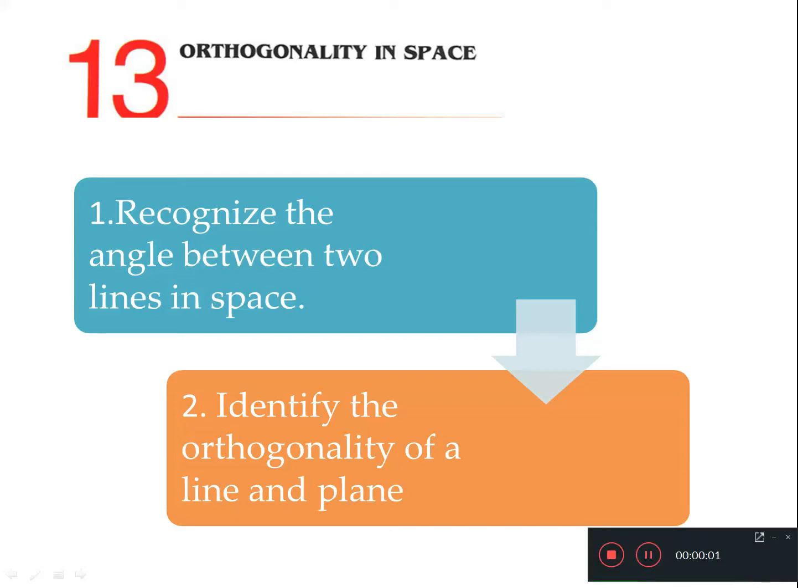Hello everyone, we'll do a quick revision about chapter 13, orthogonality in space. The objectives of this chapter are to recognize the angle between two lines in space and then identify the orthogonality of a line and a plane.